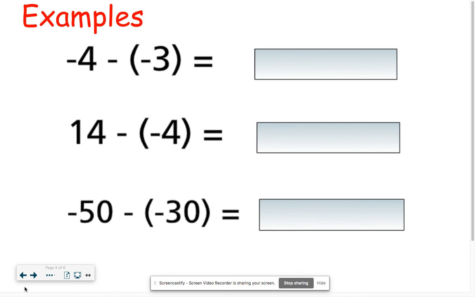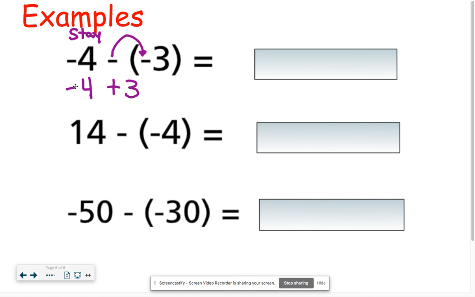First, we need to change these into addition problems. So the very first number does not change. The first number is going to stay. So this is going to stay a -4. Now we have a minus negative. Remember, this changes it into a positive. So we end up with a +3.